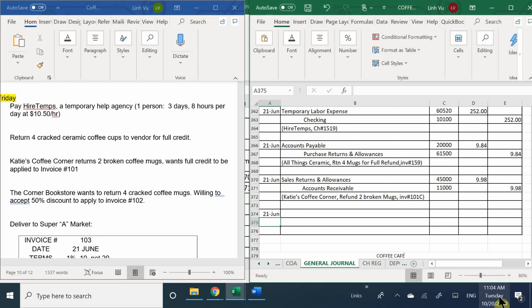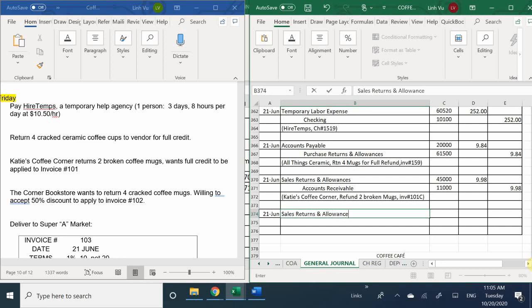How am I going to treat this scenario? Is it sales returns and allowances, debit? Correct. It's going to be identical because this is another customer of ours, right? And we need to reduce the sales by having a contra account for sales returns and allowances. Good.